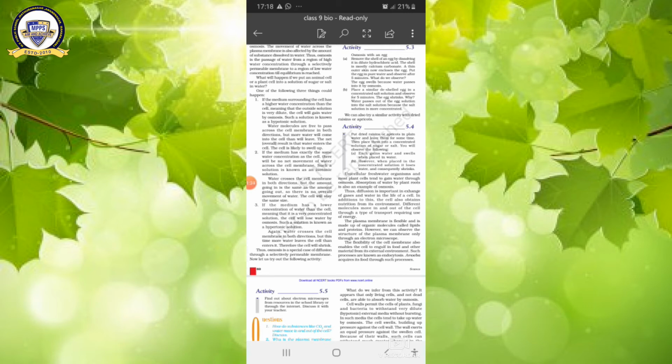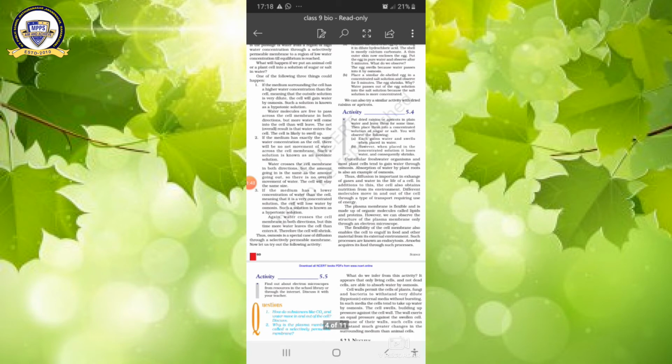Second point, if the medium has exactly the same water concentration as the cell, there will be no net movement of water across the cell membrane. Such a solution is known as an isotonic solution. In this condition, water crosses the cell membrane in both directions, but the amount going in is the same as the amount going out, so there is no overall movement of water. The cell will stay the same size.